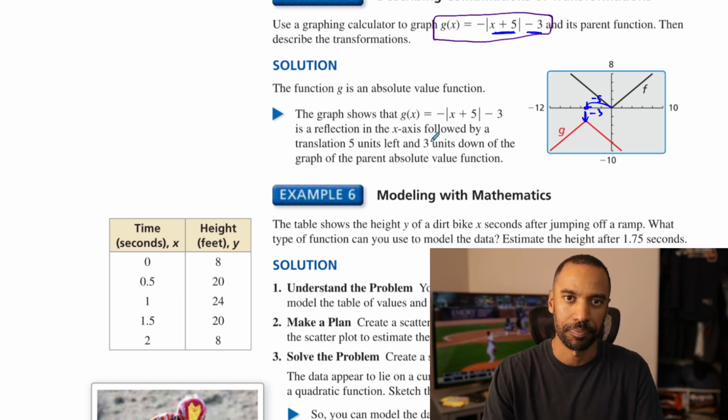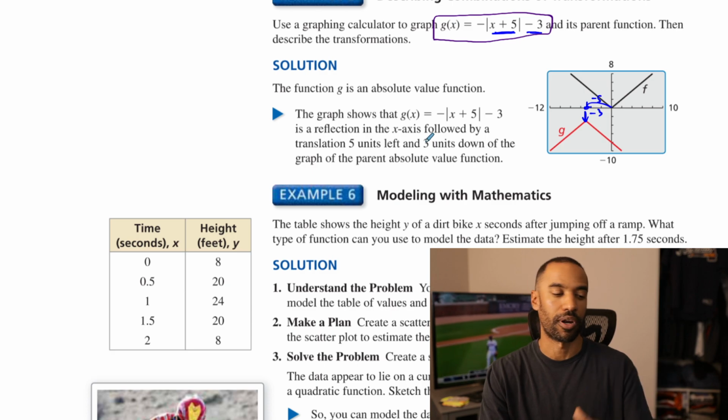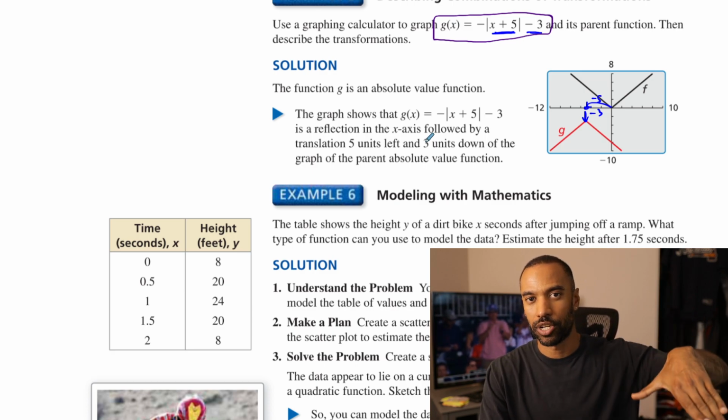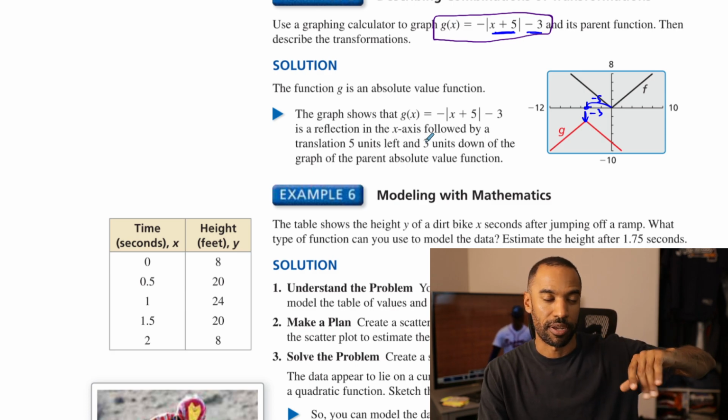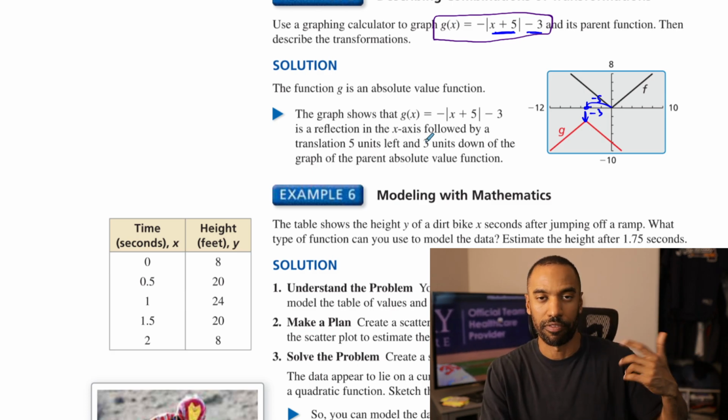of the original parent function. Now, we do have to describe the reflection first, but also keep in mind these words matter. Reflection, translation, and then, of course, if we have to, before we mention translation, there's also stretch, vertical shrink.